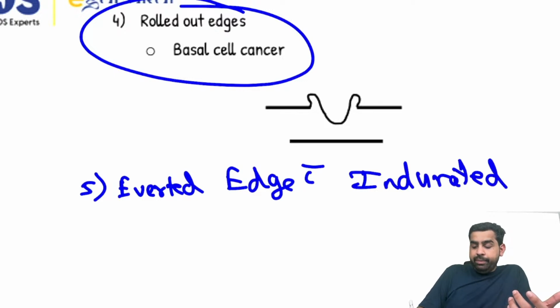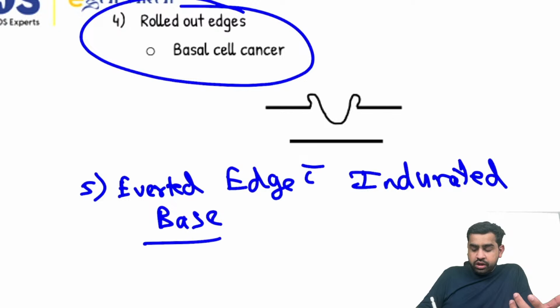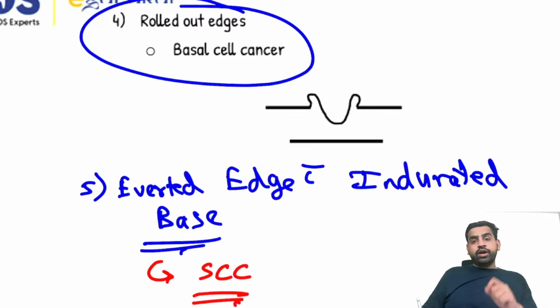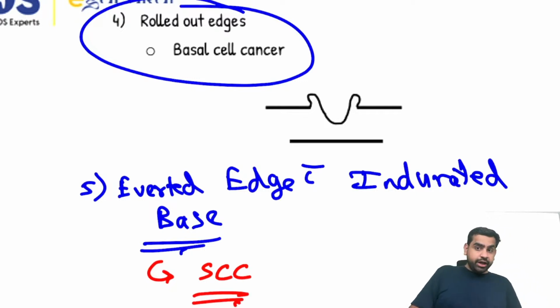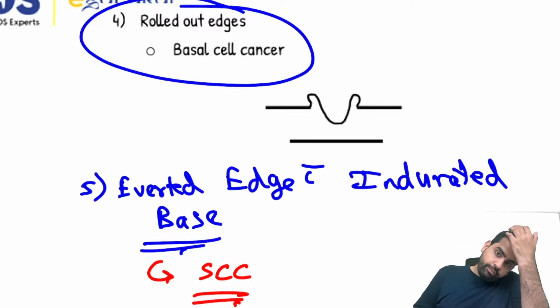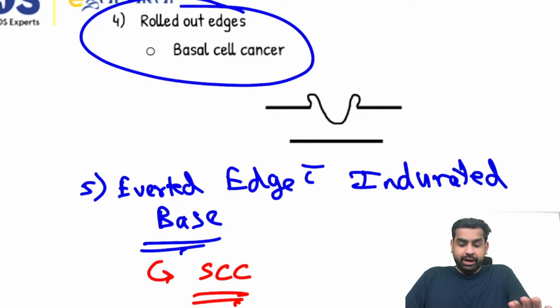Everted edges with an indurated base. If at all they give you this, what are they talking about? Everted edges with an indurated base. They're basically trying to talk to you about squamous cell carcinoma. So where do you get everted edges with an indurated base? This is what you basically get in squamous cell carcinoma. I hope you are able to appreciate these particular things in a decent manner.